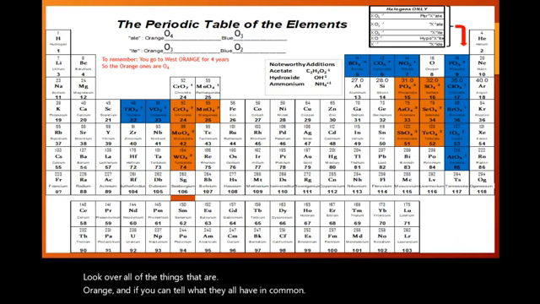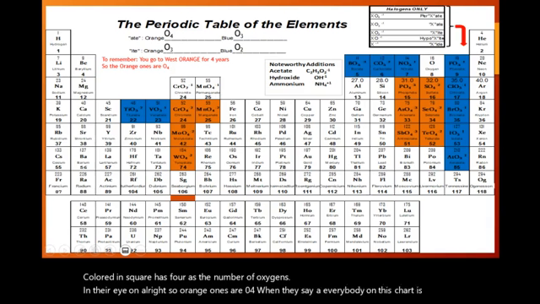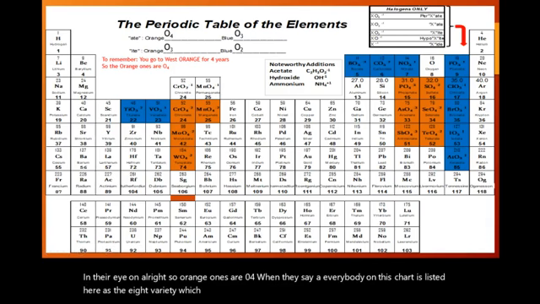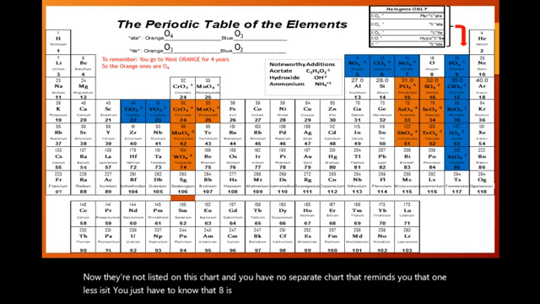All right. So if you notice, every single orange colored in square has 4 as the number of oxygens in their ion. So orange ones are O4 when they say ate. Everybody on this chart is listed here as the ate variety, which is their top of the line. The blue ones, when they have an ate ending, are O3. Now, they're not listed on this chart, and you have no separate chart that reminds you that one less is ite. You just have to know that ate is the bigger one and ite is the smaller one.